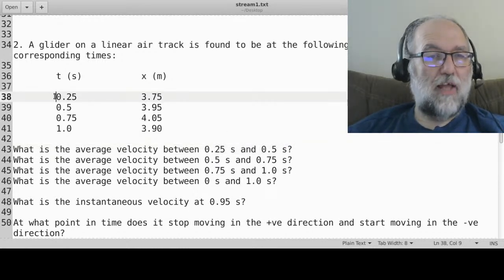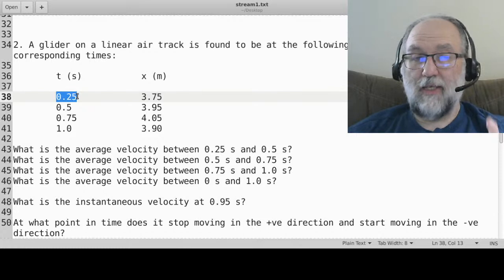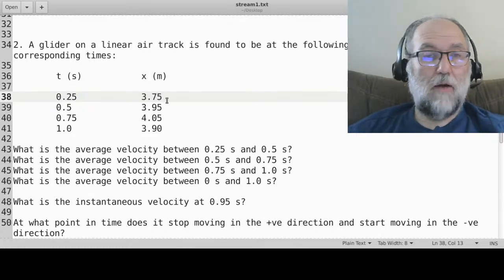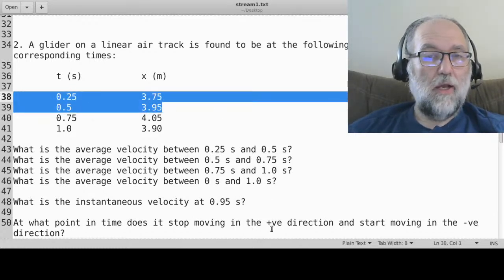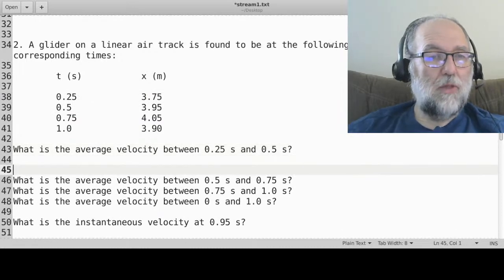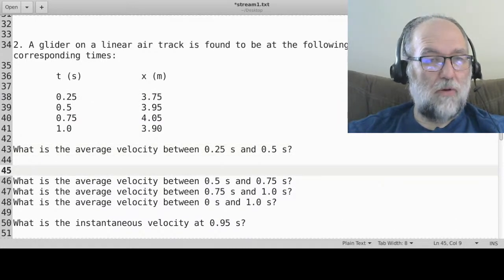Whenever we're talking average velocity, you can't say what's the average velocity at a particular instant in time. It always has to be during an interval. So what's the average velocity between 0.25 seconds and 0.5 seconds? And the way that's calculated is using this formula right here.